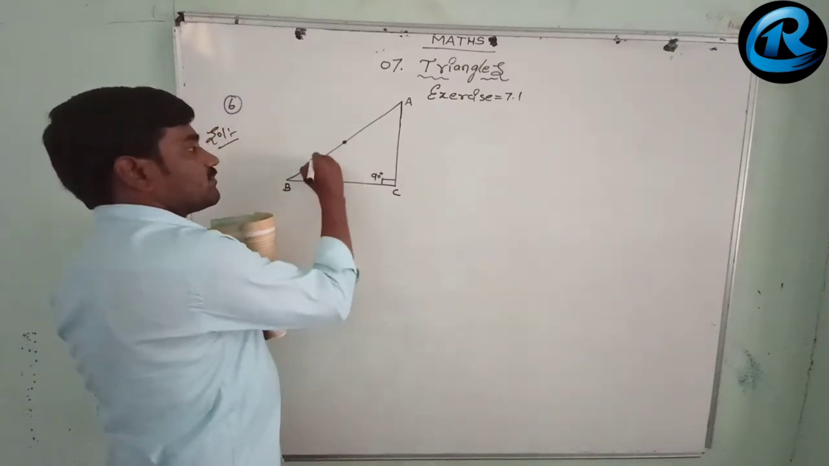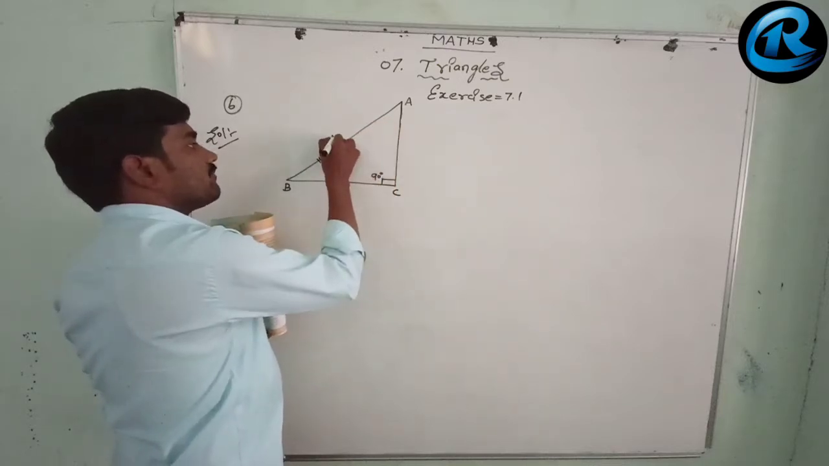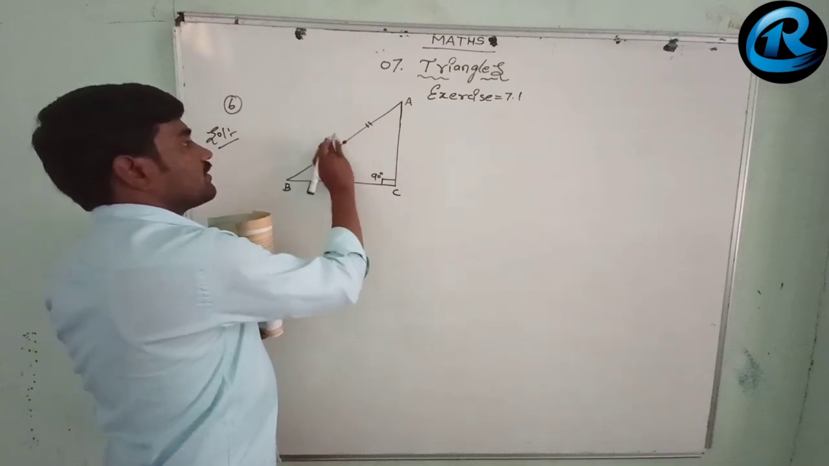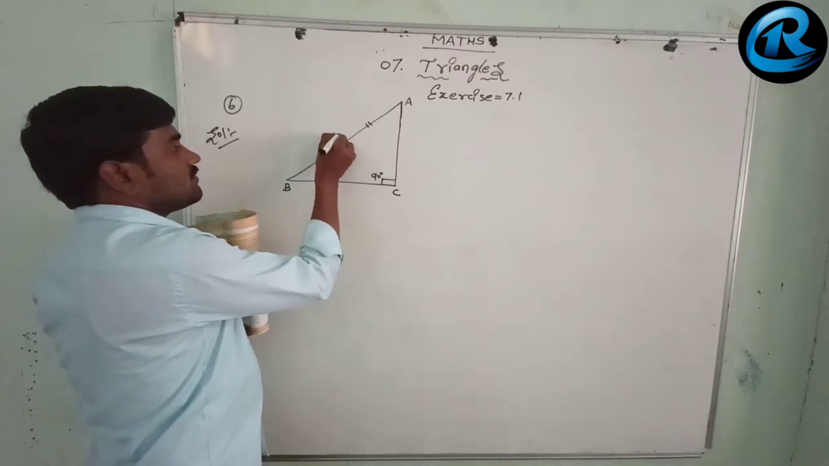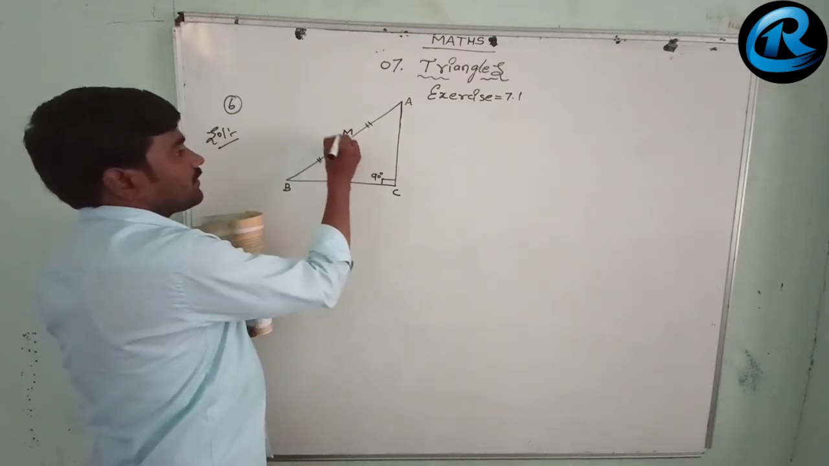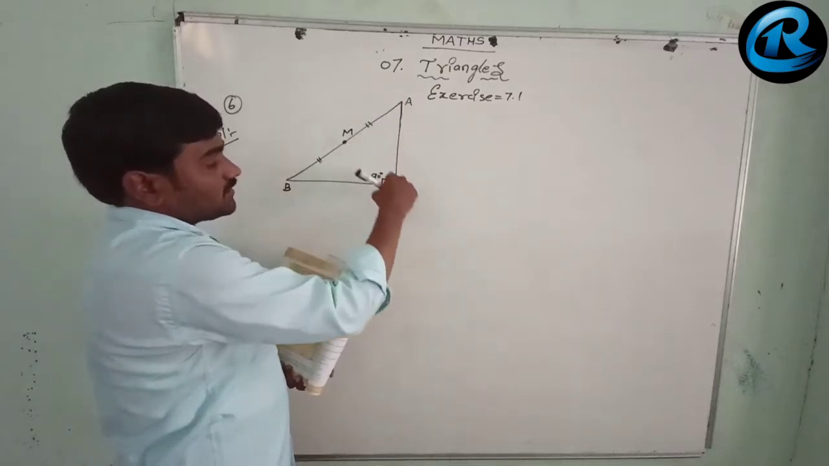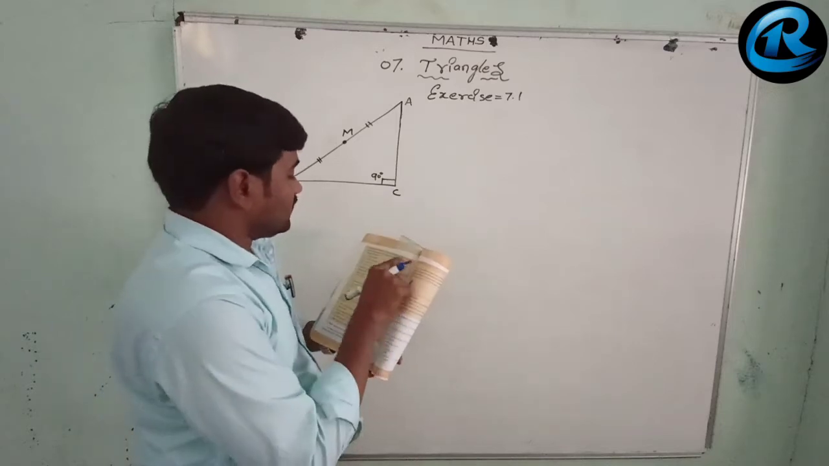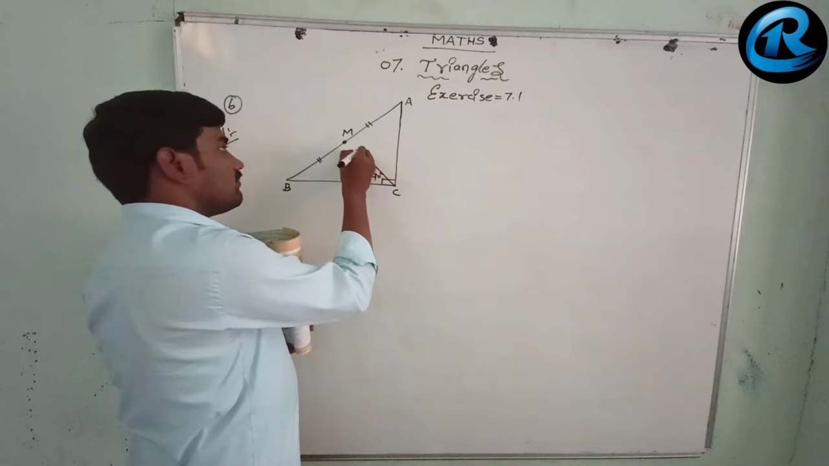M is a midpoint. That means here AM equal to BM. M is a midpoint of this AB, the hypotenuse. How does it become the hypotenuse? Because it is opposite to 90 degrees, so it is called hypotenuse. Then C is joined to the M.